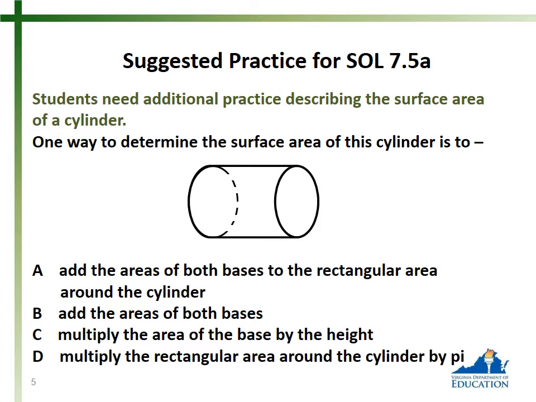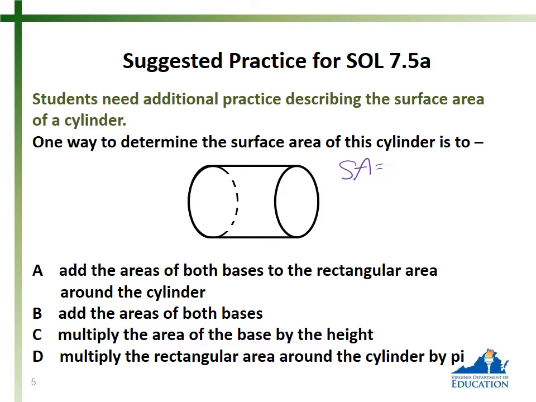So here's this question. One way to determine the surface area of the cylinder is to A, add the areas of both bases to the rectangular area around the cylinder. B, add the areas of both bases. C, multiply the area of the bases by the height. And D, multiply the rectangular area around the cylinder by pi. And so what this is asking is, how do we get the surface area of this cylinder here?